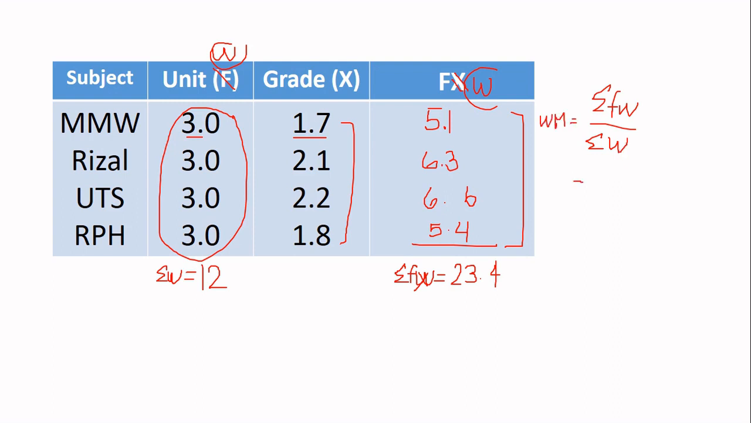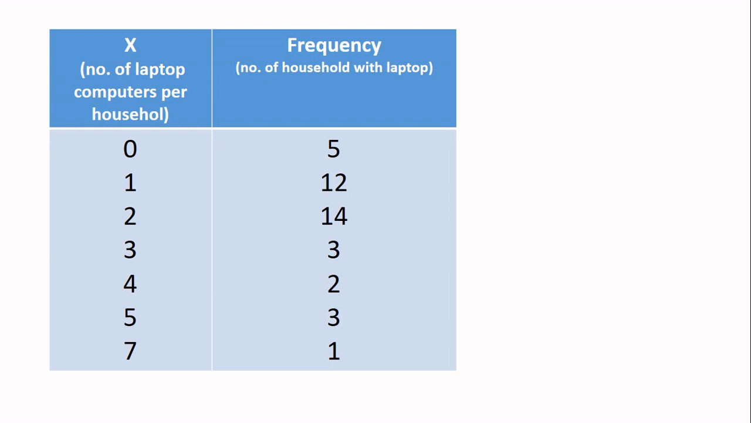So, ato ra siyang ipuli. So, we have 23.4 divided by 12. So, pila man ang imuhang mean score, that would be 1.95. Okay, that's how you compute the weighted mean of your grade. We are now done solving for the weighted mean. Now let us solve, determine the median and the mode.